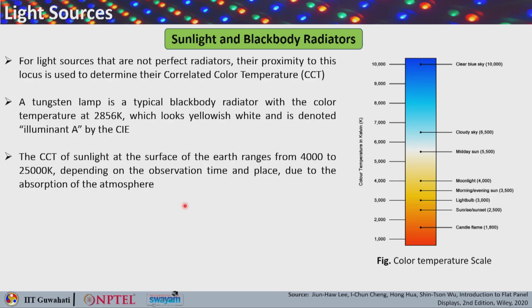Now, if you look into the CCT of sunlight at the surface of the earth, it basically ranges from 4000 to 25,000 Kelvin, depending on the observation time and the place, and also due to the absorption by the atmosphere. So, there an important concept comes into picture, which is basically air mass.